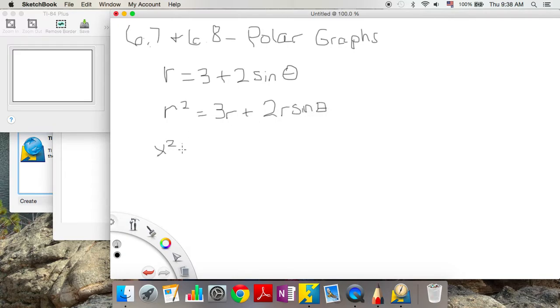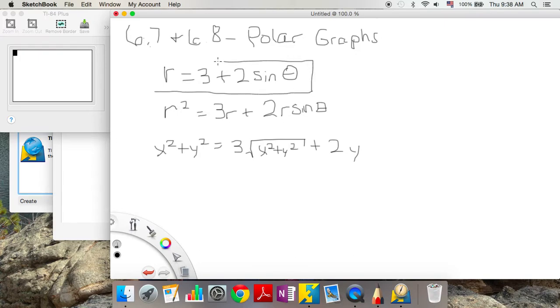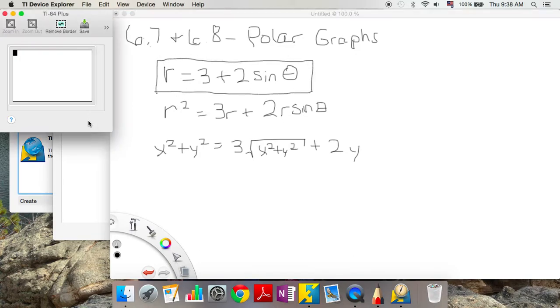We have x squared plus y squared equals 3 times the square root of x squared plus y squared plus 2 times y. And this, if we want to graph that, we need it in y equals form or some other form that we can deal with to do by hand. If we want to put it in our calculator, though, we've got to have it in y equals form. So the easier way to go is to use this polar form because it's nice and simple.